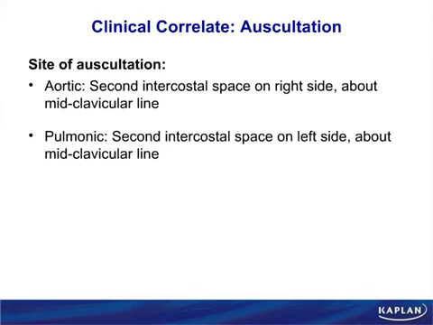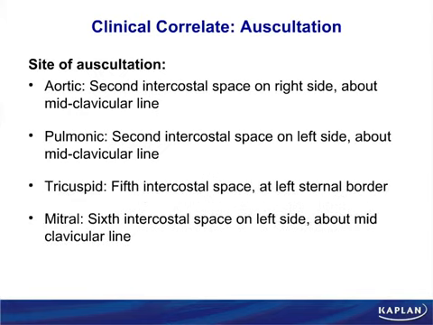For the AV valves, the tricuspid is about the 5th intercostal space, right at the sternal border, whereas the mitral is the 6th intercostal space, on the left side, again about mid-clavicular line. So remember these auscultation sites. May be very important for getting the right answer as to what valve is defective if we have a murmur.